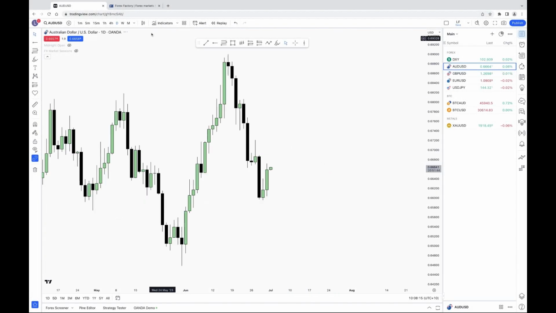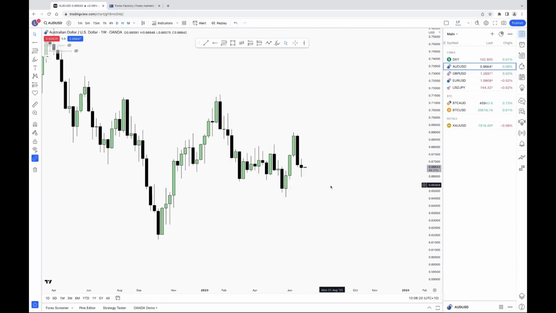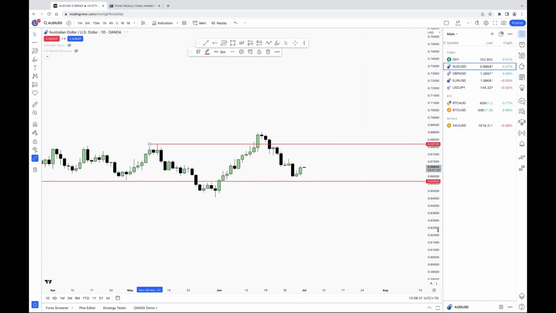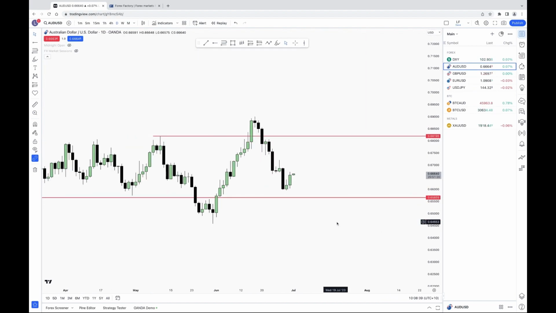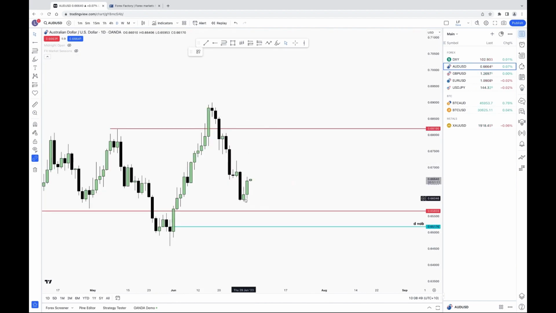On to AU. On the weekly, we can see that price broke this level here and ran all the way up. There was a quick liquidity raid, big candles going upwards. It also broke through this level here with a huge candle going down. So on the daily, let's see what's happening. We've got a daily order block that has formed here. Currently, price is on a downtrend.